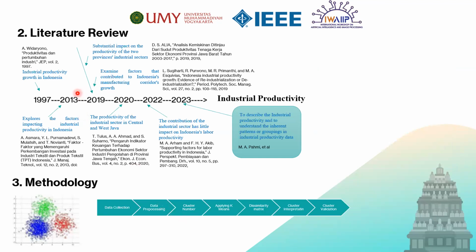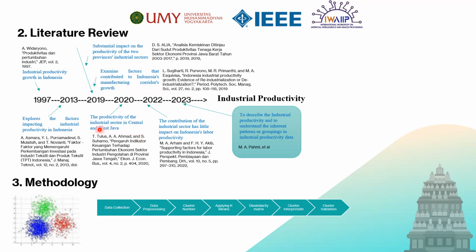Based on the literature review, we found several studies related to the industrial productivity theme, starting from 1997. Widiarno in 1997 explored industry productivity growth in Indonesia. Continuing with A. Asmara, they explored the factors impacting industrial productivity in Indonesia. And in 2019, a study on the substantial impact on productivity in two provinces was conducted by D.S. Alia and also L. Sugiharti. They explored and examined factors that contribute to Indonesia's manufacturing growth.